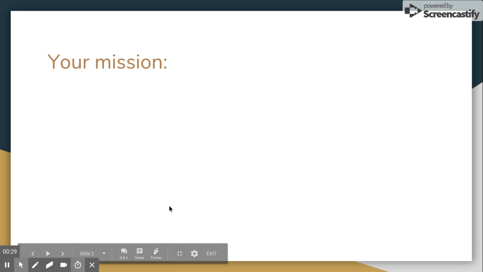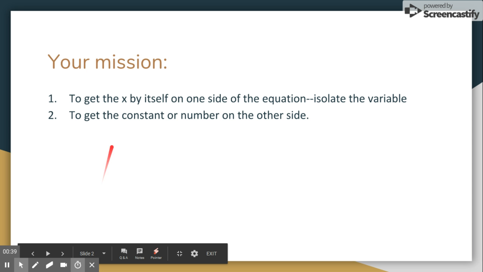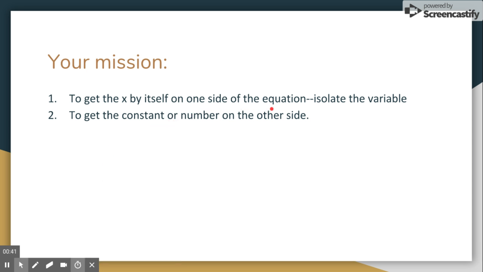First, just kind of a general idea of what we're doing here, okay? So your mission, should you choose to accept it, is to try to get x by itself on one side of the equation, one side of the equal sign, called isolating the variable, trying to get that x by itself. And then to get the constant or the number on the other side of the equation. Once you do that, you have it solved.